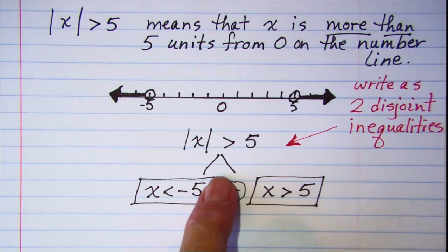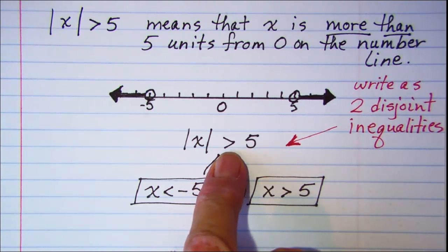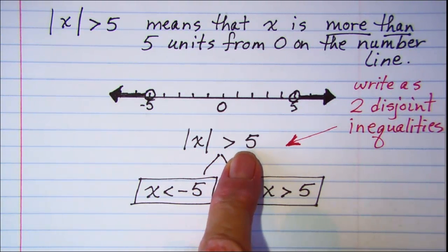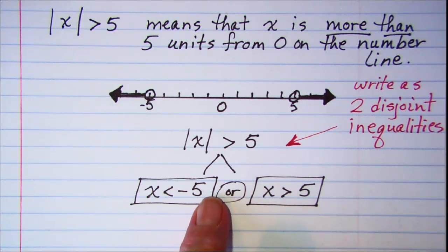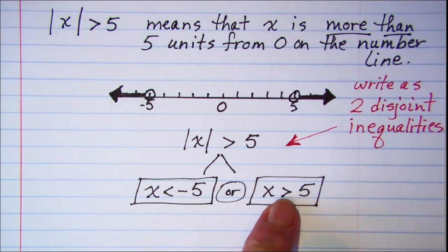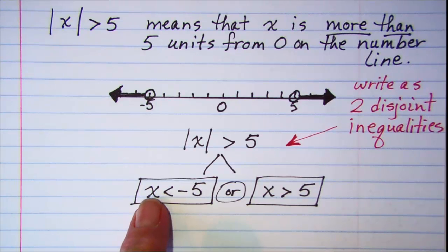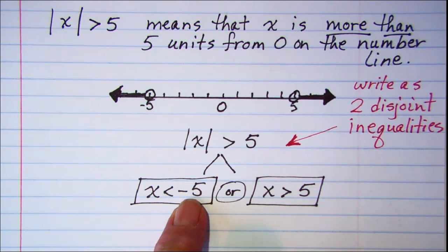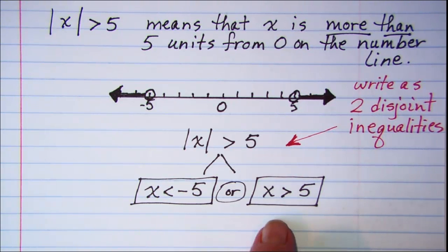So for the inequality absolute value of x is greater than 5, we would write that solution as two disjoint inequalities. We have to write x is less than negative 5 separate from x greater than positive 5.